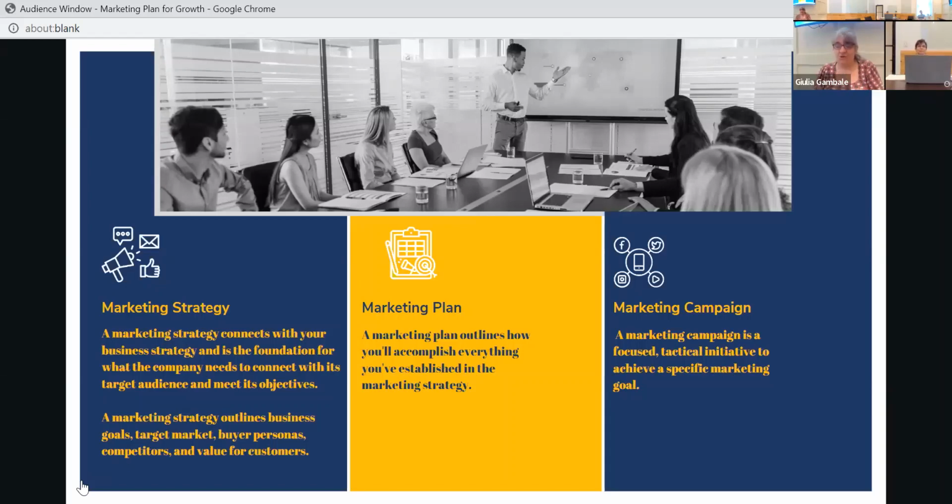And that is the foundation for what the company needs to connect with its target audience and meet its objectives. This is super important. So whether you have an outline of a plan or a sketch of a plan or a full-blown 4 or 5 page business plan, something that just lets you know what your business is.